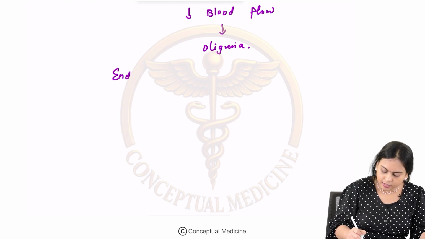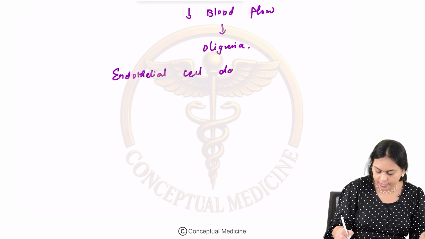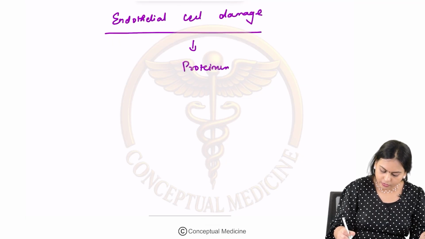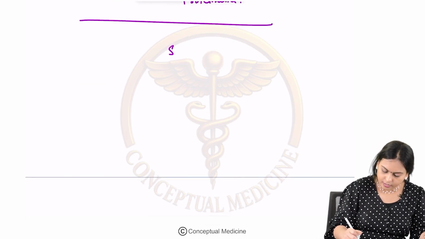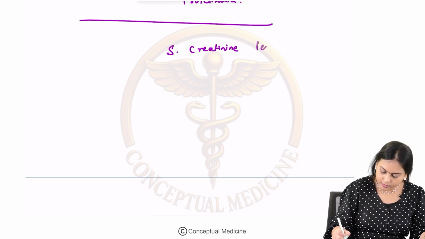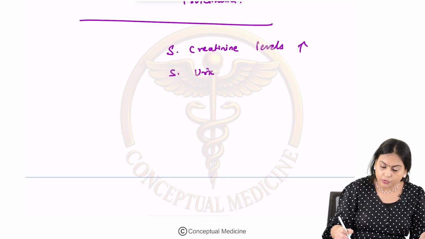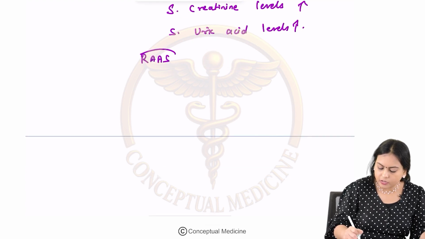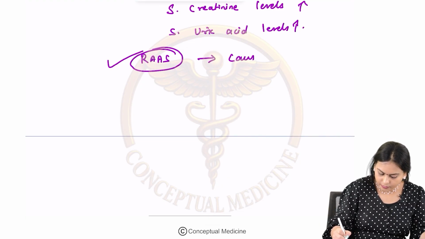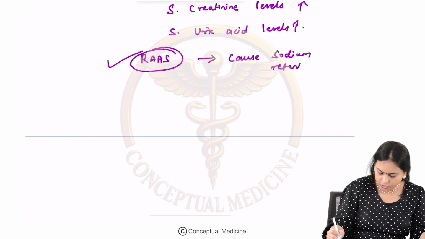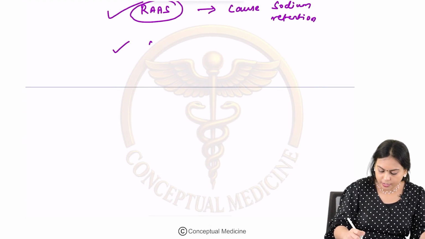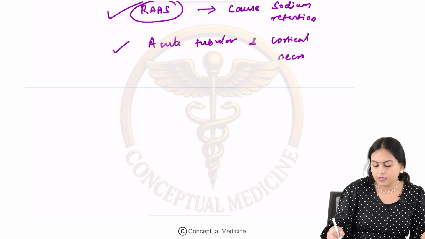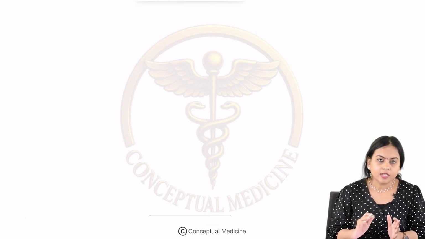Also we have seen that there is endothelial cell damage, and glomerular capillary damage will be leading to proteinuria. And remember, serum creatinine levels increase, serum uric acid levels increase. Also there is activation of the renin angiotensin aldosterone system that is going to cause sodium retention, and because of the ischemia there is going to be acute tubular and cortical necrosis. Clear?